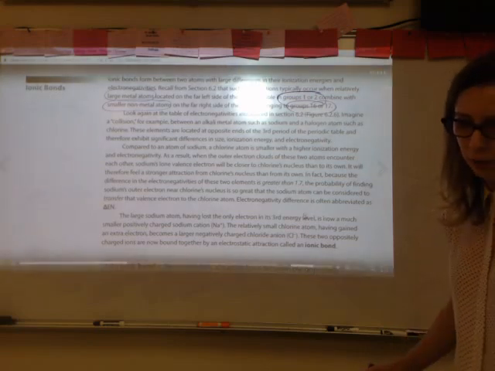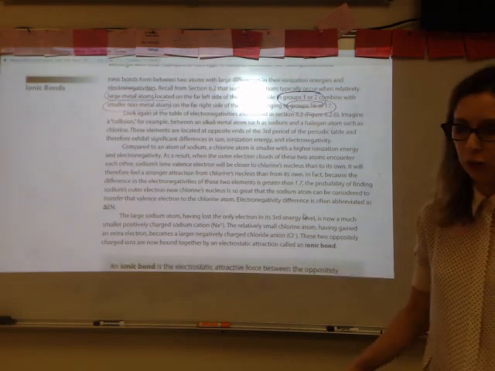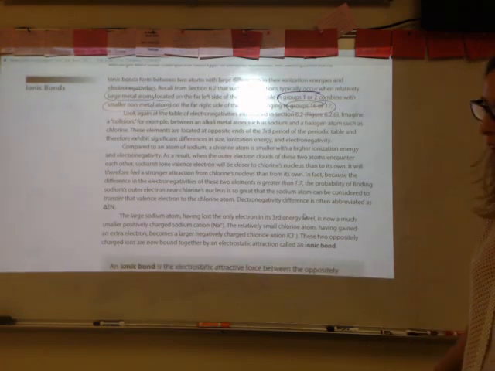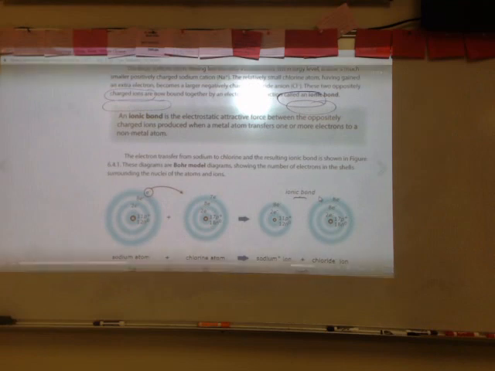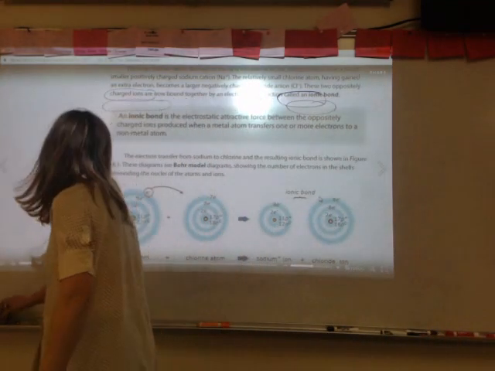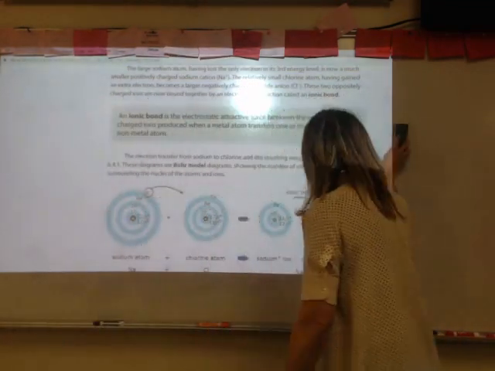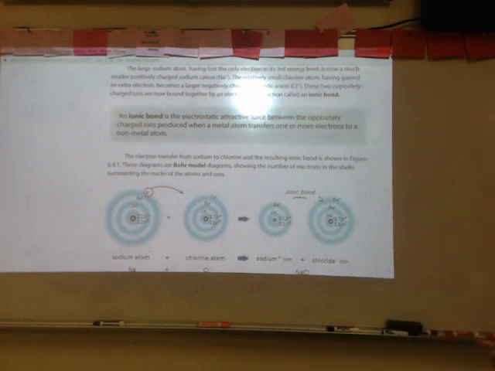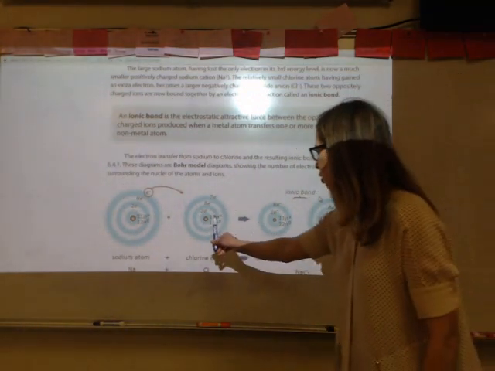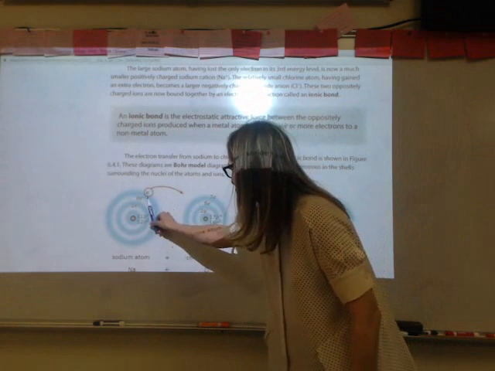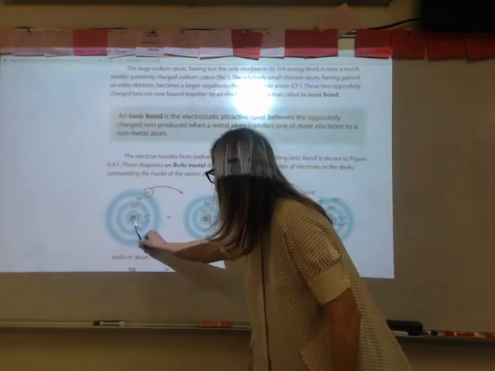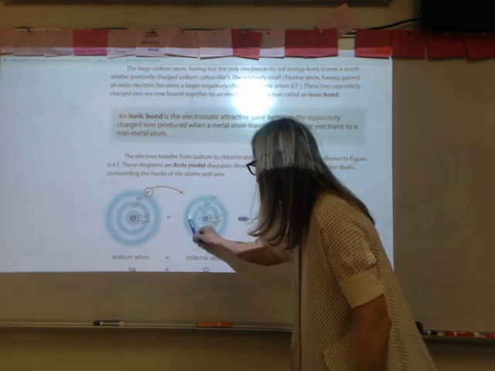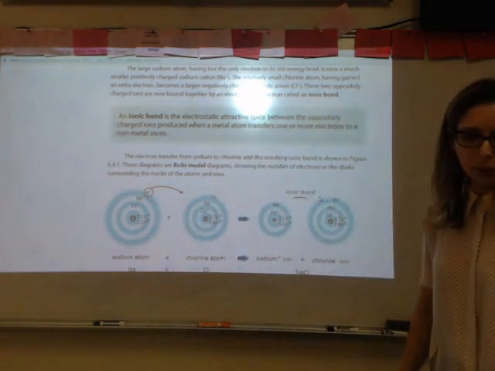When sodium and chlorine start to approach each other, their electron clouds are going to be repelling each other, and that slows the atoms down as they approach. But also the adjacent nuclei, since they're both positively charged, are going to be attracted to the negatively charged electron cloud on the neighboring atom. And this positively charged nucleus would be attracted to the neighboring electron cloud on the approaching atom.